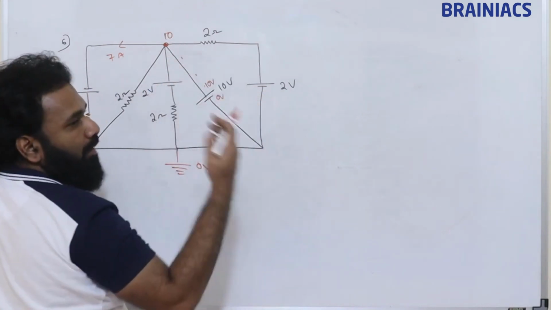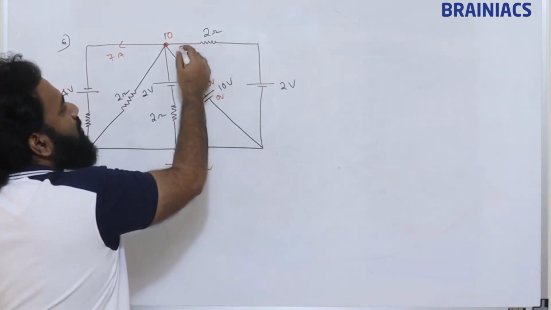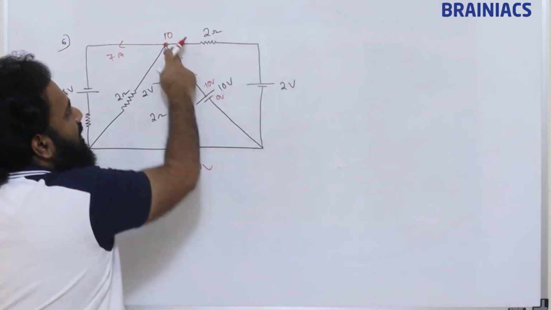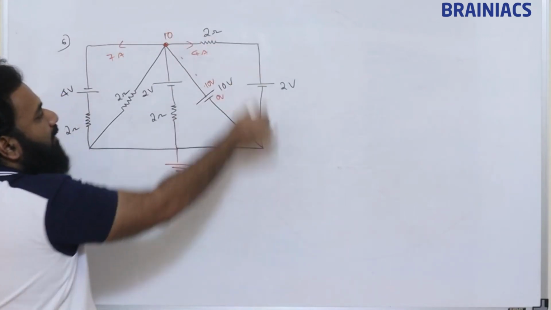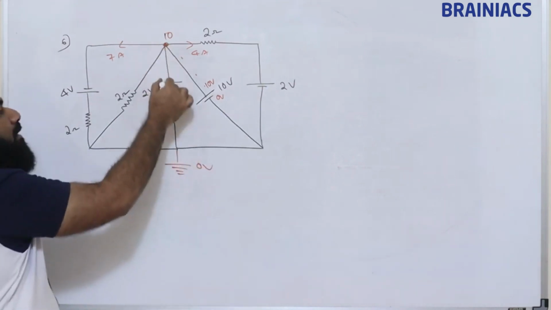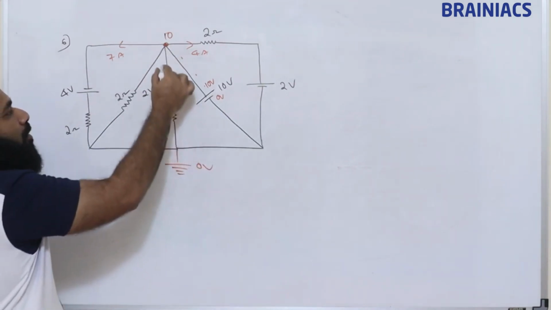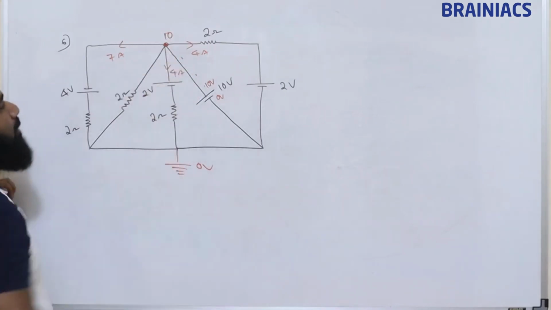10 minus 2, 8. 8 by 2, 4. So 4 ampere will be in this branch. 10 is greater or 2 is greater? 10 is greater, so 4 ampere will be leaving. What about this branch? 10 minus 2, 8. 8 by 2, 4 ampere. 10 is greater than 2, so 4 ampere.